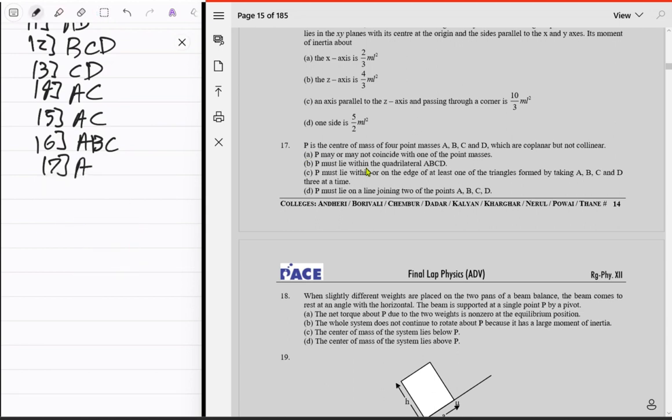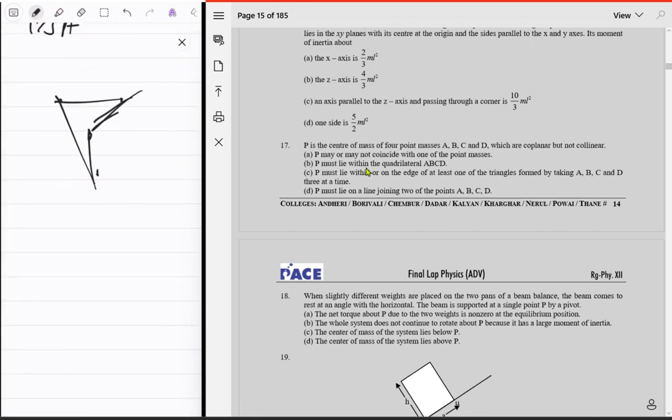P must lie within the quadrilateral ABCD. Where is this quadrilateral? This is no quadrilateral. P must lie inside the quadrilateral? I believe that's not the case. Does it have to be like that? Maybe it doesn't have to. Who knows, right?